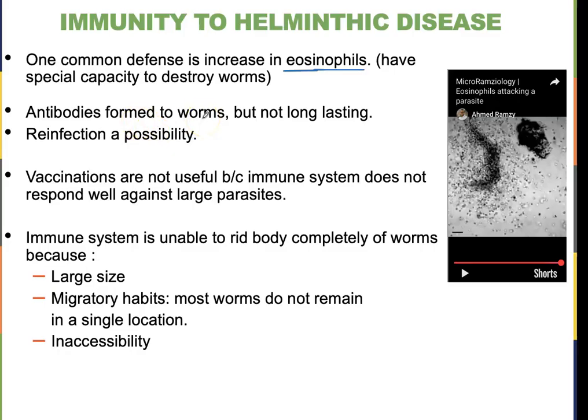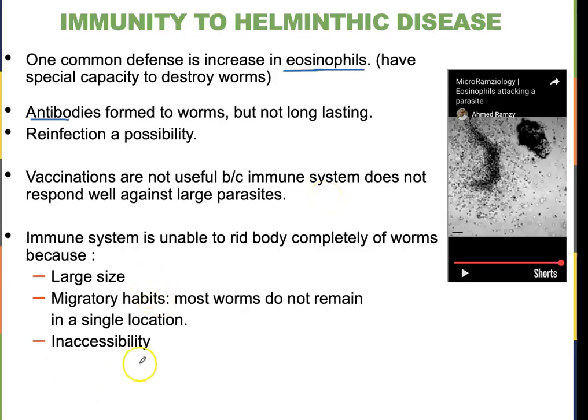Antibodies are formed to worms sometimes, but they're not lasting. Reinfection's a possibility. Vaccinations are not useful because the immune system doesn't respond well against these large parasites. Remember, vaccinations are going to activate your T cells and B cells. B cells make antibodies and they're not that great. T cells are limited to your own cells, like your abnormal self cells, so it's not going to be good against worms. So vaccinations are not useful for really big worms.